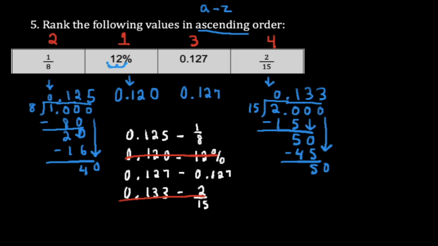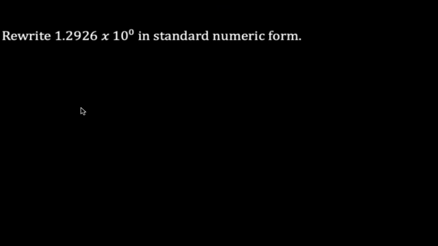All right, so let's move on to the last question, number 6. Okay, so for this last problem here, we need to rewrite 1.2926 times 10 raised to the 0 power in standard numeric form. Okay, so as you can see, this is written in scientific notation. So we have to write it in standard form as it's telling us to do so.